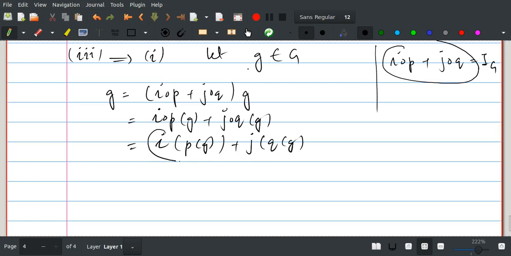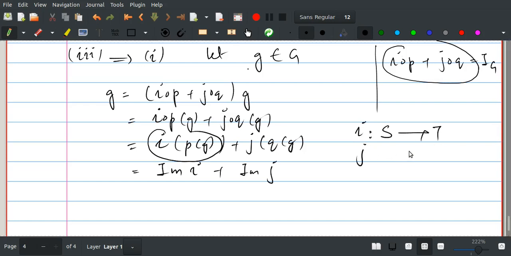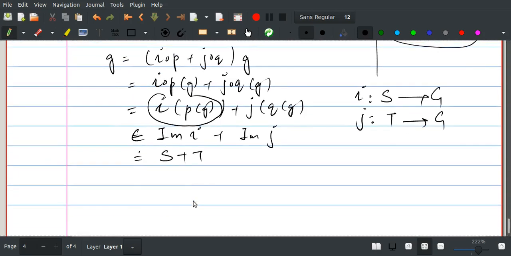Now this element over here belongs to image of I, plus this belongs to the image of J. Now note that I is inclusion map from S to G, and J is inclusion map from T to G. So image of I will be S and image of J will be T. So this is same as S plus T. So this means this g belongs to S plus T.